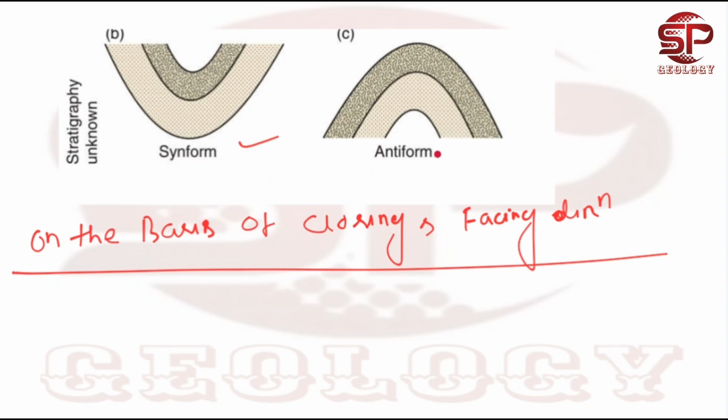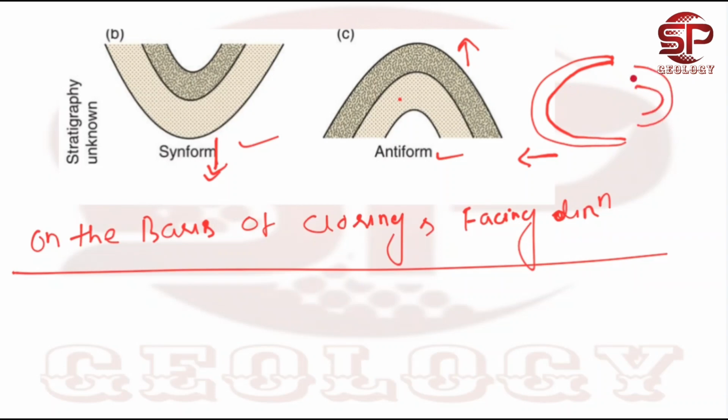First is synform, antiform, and neutral. Synform, it closes downward. Antiform, it closes upward. Neutral, it closes laterally or sideways. You can also draw it like this, this can also be neutral. So synform opens upward, antiform opens downward, opposite, and neutral opens sideways or laterally.